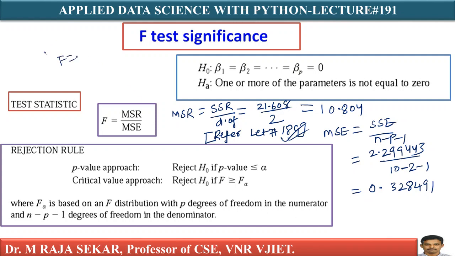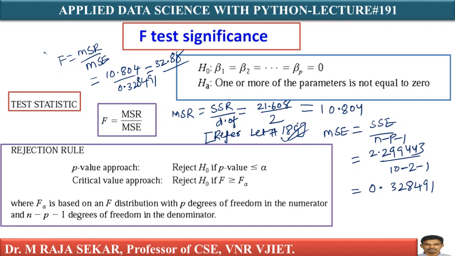My F statistic is MSR by MSE. What is my MSR? MSR is 10.804. What is my MSE? That is 0.328491. If I calculate, what will I get? MSR by MSE, I will get approximately 32.88.